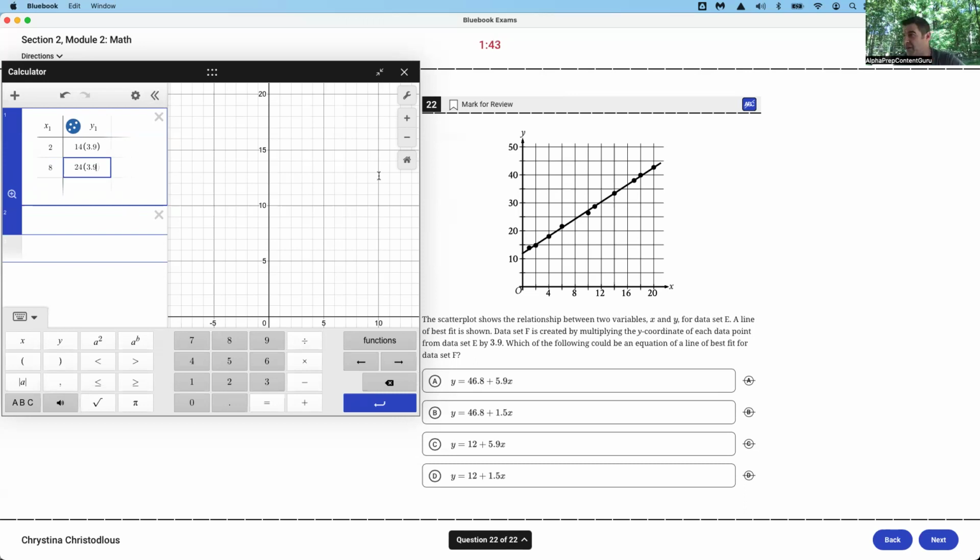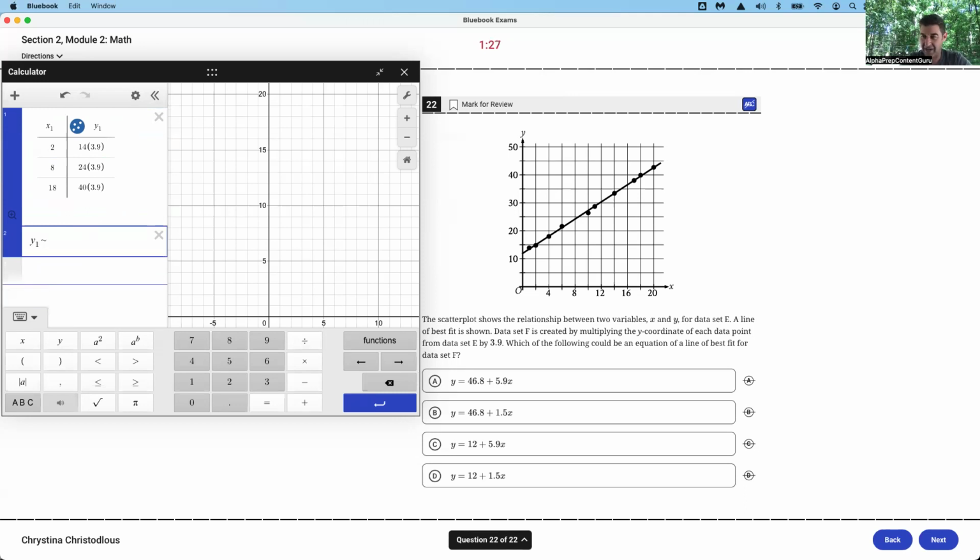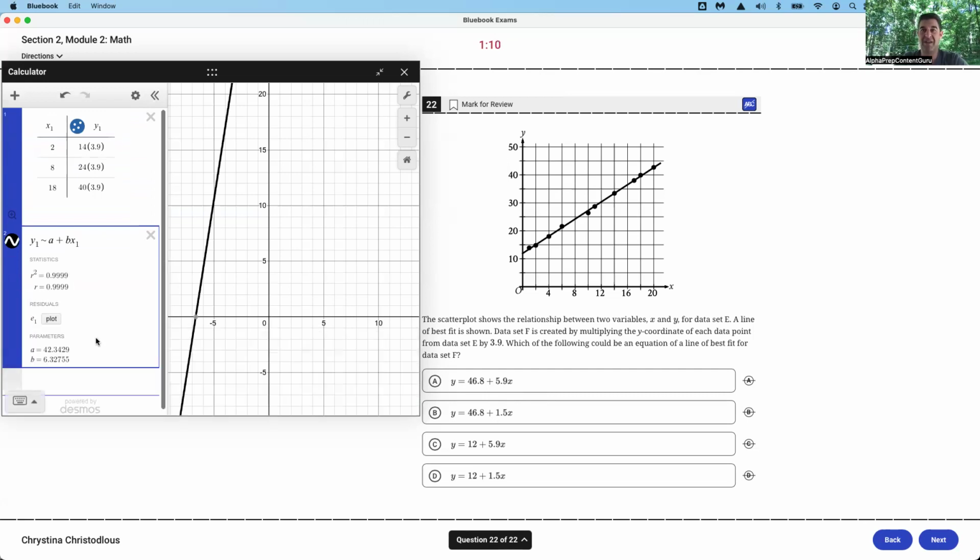And then I'll pick another point. Let's see, 18, 40. So I'll go 18, 40 times 3.9. And now what I want to do is create an equation of best fit. So I'm going to go y subscript 1 tilde, and then a, because I don't know what this point is right here, plus b, because I don't know what that one is either, times x subscript 1. When I do so, finding this equation of best fit tells me that A is 42.3 and B is 6.3. This is the closest, 40 something and 6 point something.